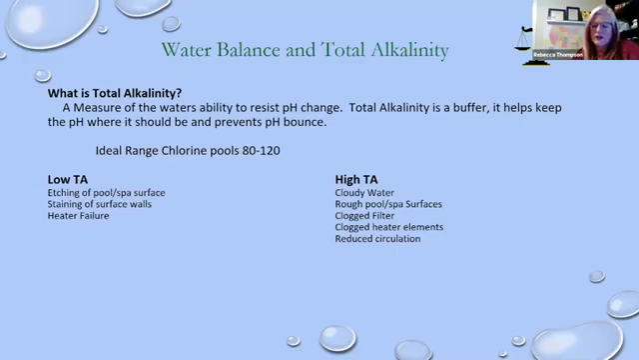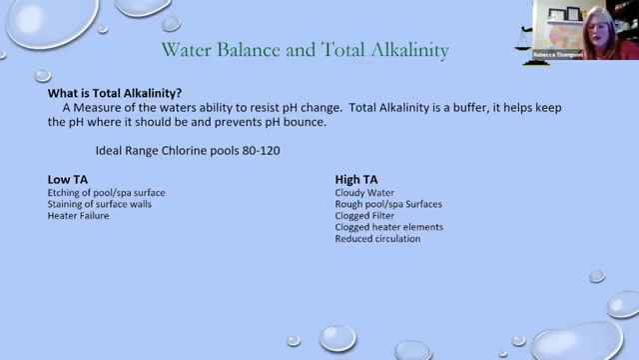The ideal range for chlorine pools is 80 to 120 parts per million. And I know that different companies have adjusted that. I have seen the ideal range for total alkalinity being all the way up to 180 to 200 and as low as 50 parts per million. When I got in the pool industry, it was 80 to 120, and that's what I've stuck with because that's what I've seen for 20 plus years.